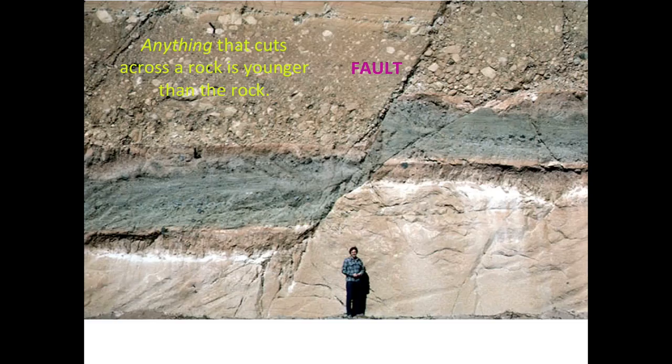Anything that cuts across a rock is younger than the rock. In this case, you can see a very clear fault along my cursor right here. Right? You can see that this side is higher than it was. The rocks broke and shifted up. On this side, they shifted down. So that had to happen after the rocks. They cut across the rocks, so the fault is younger than the rock.